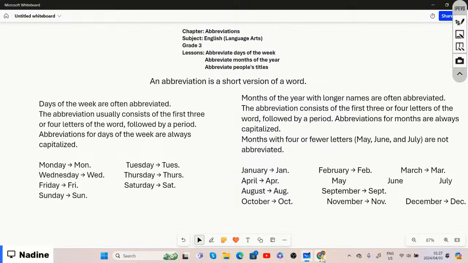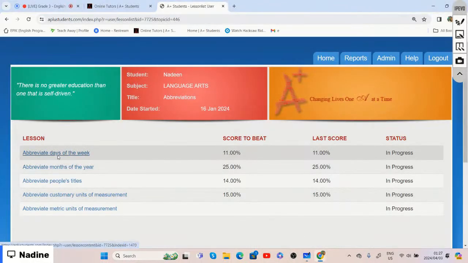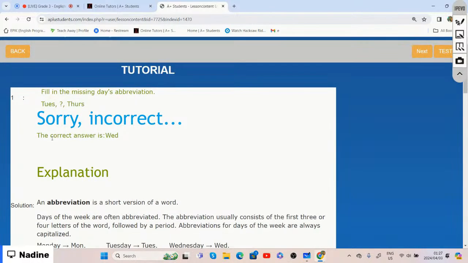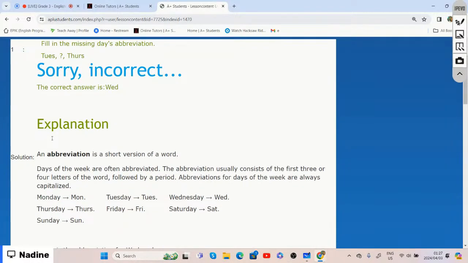All right, so now we're going to aplusstudents.cn. We're going to the first one, which is to abbreviate days of the week. And remember, we said that an abbreviation is a short version of a word.